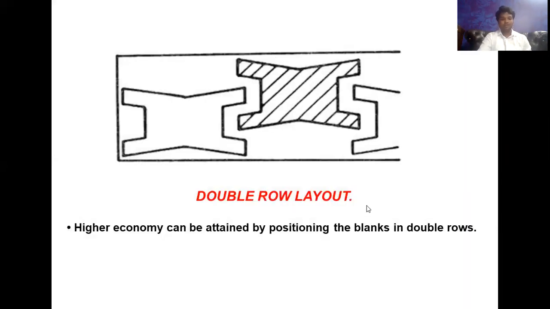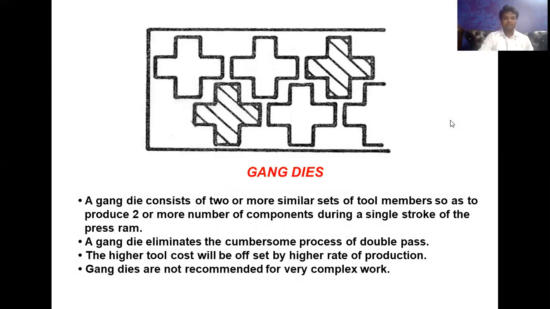Now the double row double layout. With this layout, higher economy can be attained by positioning the blanks in double rows. And we can use gang dies, a series of dies consisting of two or more similar sets. We can produce more blanks at a single stroke, at a single press of the ram.